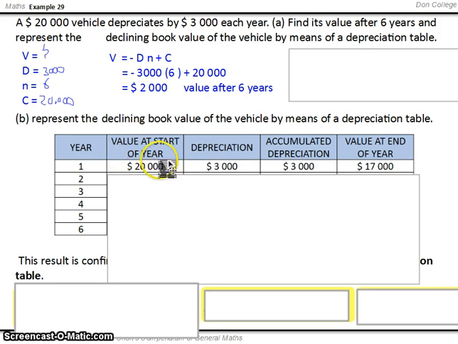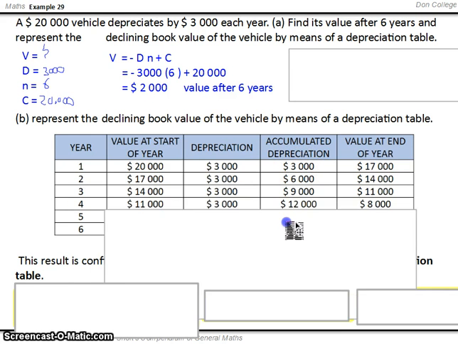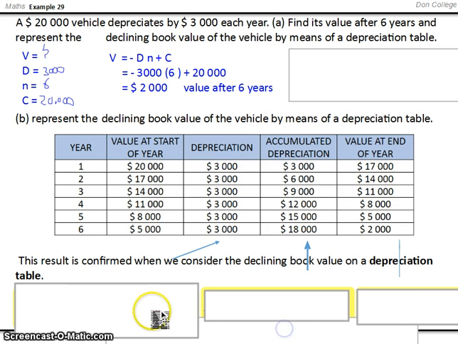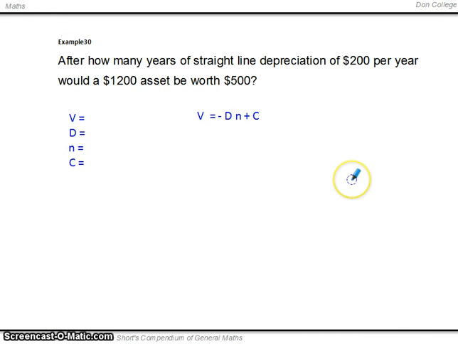If it starts at $20,000, goes down by $3,000, it finishes at $17,000. So it would start the next year at $17,000, depreciate another $3,000, it's worth $14,000. This column is a running total of how much it's gone down by in total. So 3,000, then 6,000, 9,000, 12,000 and so on. So you can see down here, the straight line depreciation, it goes down by the same amount every time. The amount it goes down by in total is this running tally here, and this is what it's worth at the end. And as you can see, 6 years, $2,000.